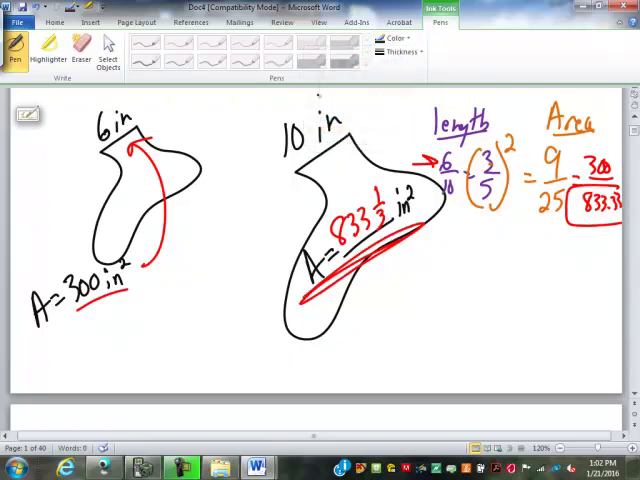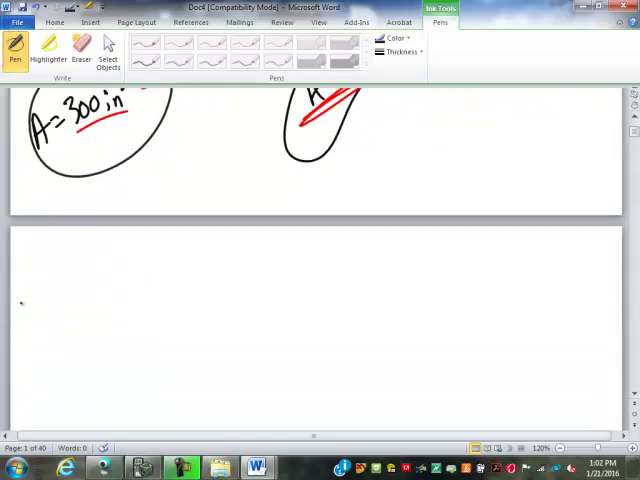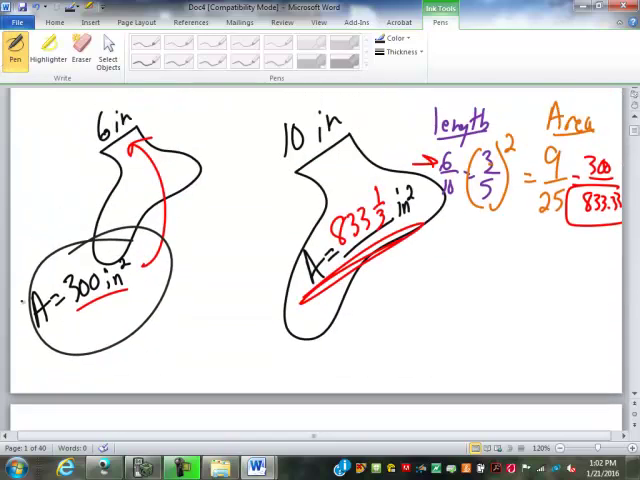Where did the 300 come from? Area of the smaller figure. So if we have the area of a known object, and we know that we're just enlarging or shrinking it to make a new object, all we have to find is the corresponding lengths of one side, one feature, and we can find the area of the new object.